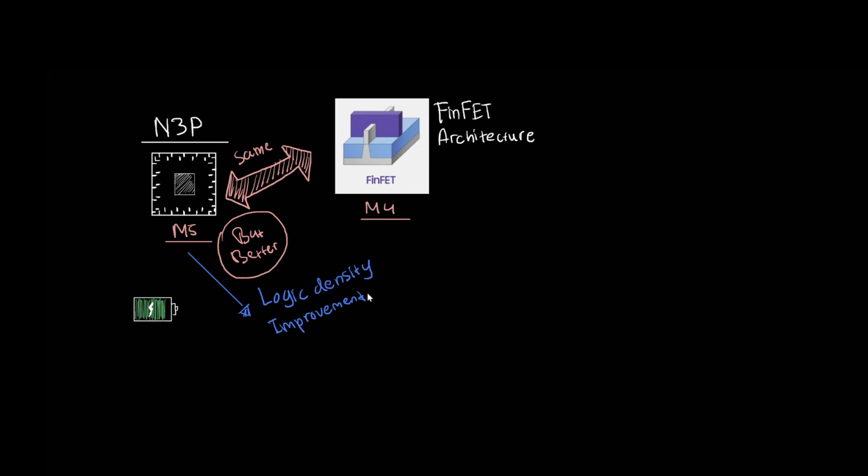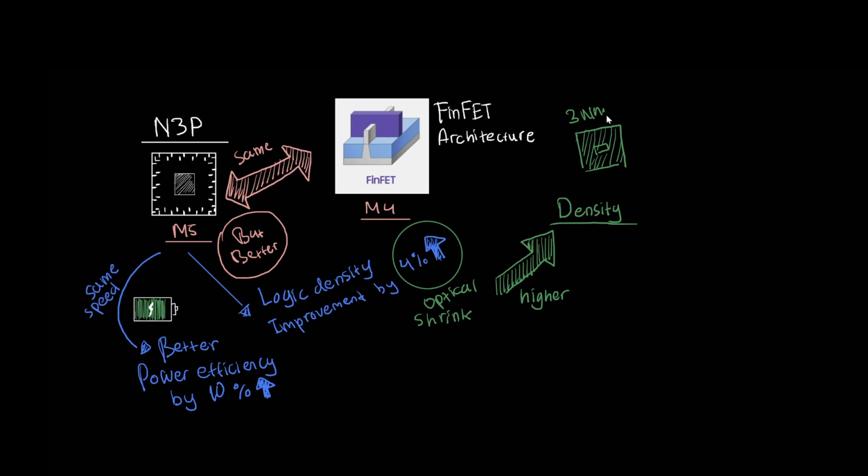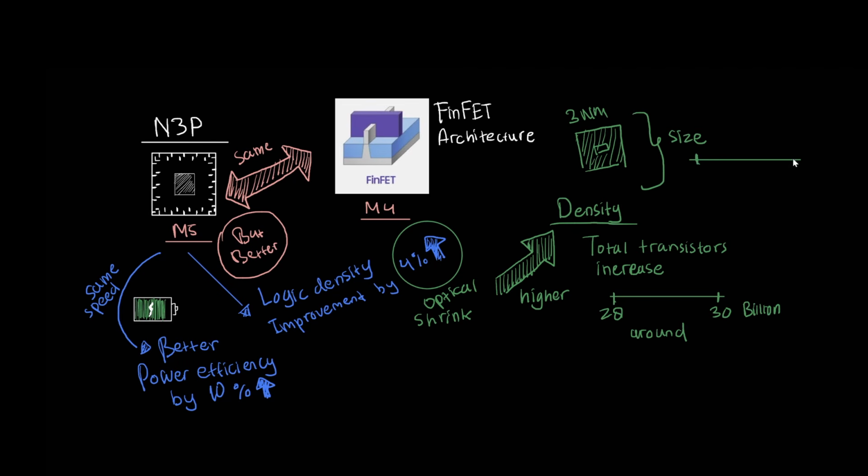N3P delivers a modest 4% logic density improvement and roughly 10% better power efficiency at ISO speed compared to the previous generation. That 4% optical shrink allows for a higher transistor density without increasing the physical footprint of the silicon. This enabled Apple to increase the total transistor count to approximately 28 to 30 billion while maintaining an estimated die size of 165 to 180 square millimeters.